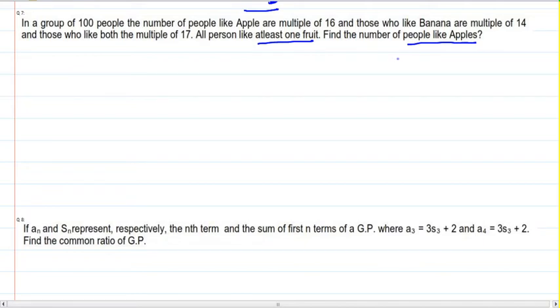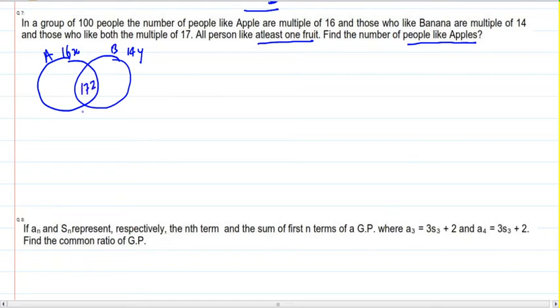This sounds like a question on set theory based on two sets. People who like apples are multiples of 16. People who like bananas are multiples of 14, and people who like both are multiples of 17. And everyone has to like something, at least one fruit, so the outside value is 0. So the sum of these terms, x, y and z based terms, should be equal to 100. And the question is, what is the number of people who like apples?